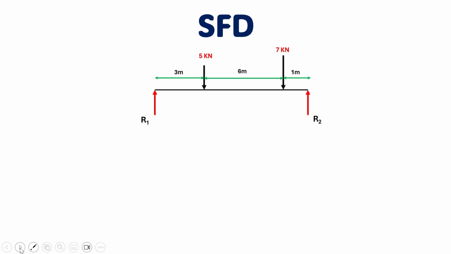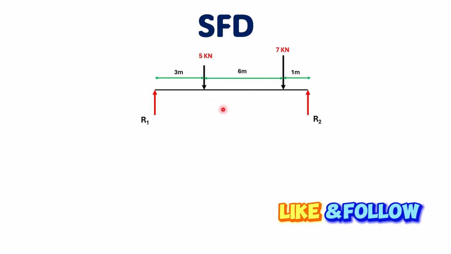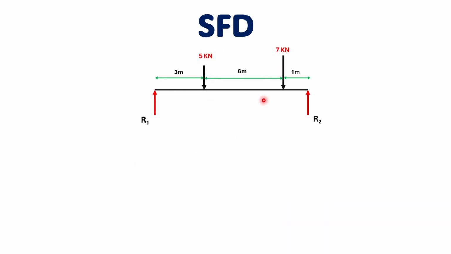There are two types of methods, and with the help of these two methods, we can easily draw the shear force and bending moment diagram. The first method is the equation method. We cut the beam into different sections, then find and draw the equations, and we can draw the shear force and bending moment diagram at any point. Now this video is about the graphical method, meaning the area method.